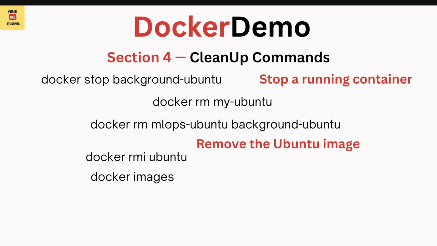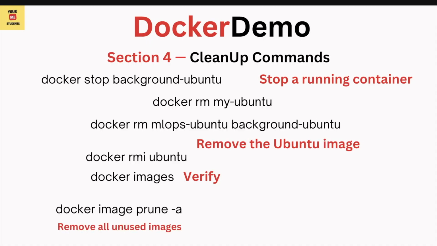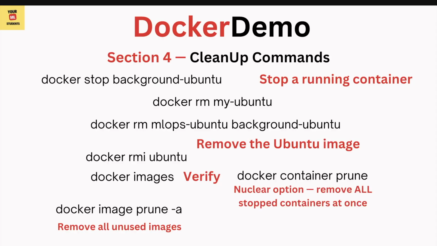And if you execute docker images, it will show you what images are available inside your docker. Then docker image prune -a will help you remove all the unused images. Docker container prune, the nuclear option, removes all the stopped containers at once. So these are the commands that we can use.